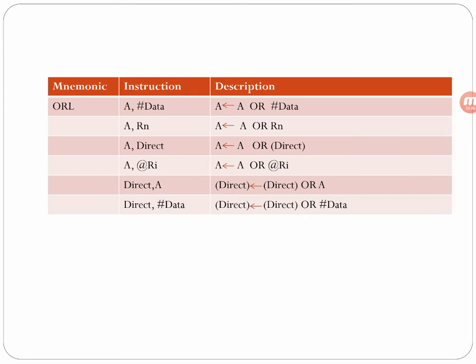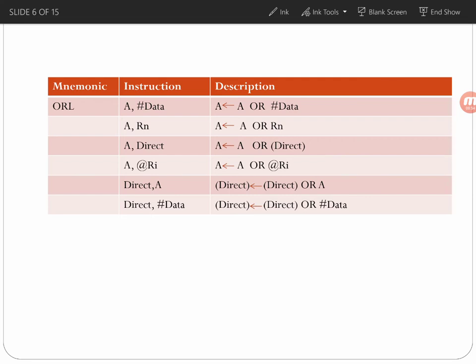Now this slide gives you the various forms of the OR operation. ORL A, #data. The contents of accumulator are ORed with the immediate 8-bit data, and the result is saved in the accumulator register. And here in the second, the content of accumulator is ORed with a register, any register from R0 to R7, and the result is saved in the accumulator register.